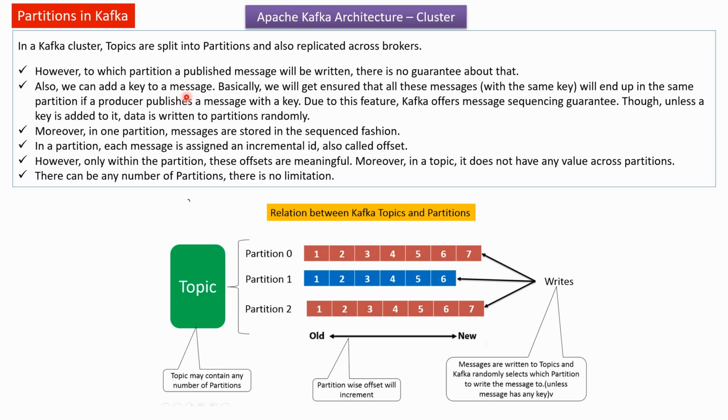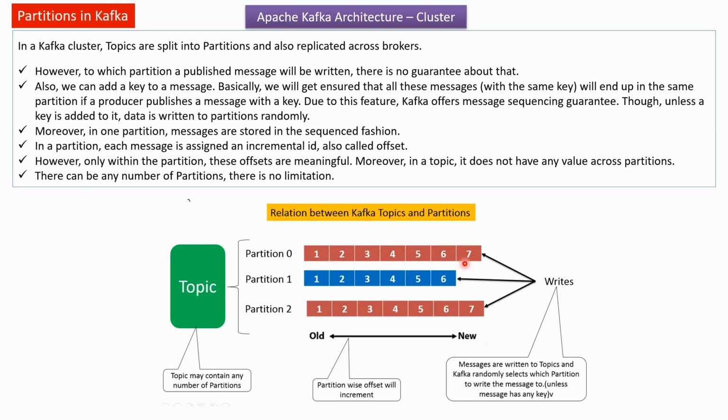Also, we can add a key to the message. Basically, if the producer publishes the message with a key, we are ensured that all messages with the same key will be published to the same partition. Due to this feature, Kafka offers a message sequencing guarantee. And if the message does not have a key, then data is written to the partitions in a random manner.